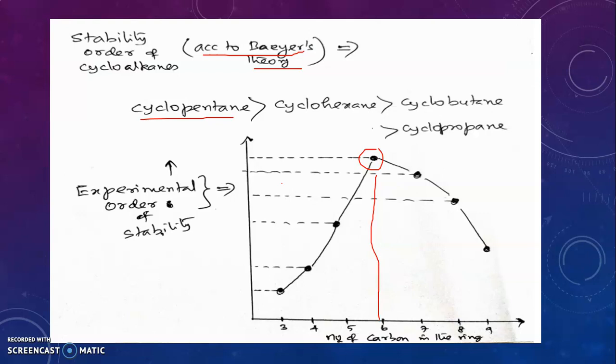This flexibility in the ring makes the molecule undergo ring flipping. Cyclopropane does not exhibit conformational isomerism because the ring is highly rigid. Whereas cyclobutane, cyclopentane, cyclohexane: as you move from cyclobutane to cyclopentane, and cyclopentane to cyclohexane, the flexibility of the ring increases. Therefore, these molecules show conformational isomerism.